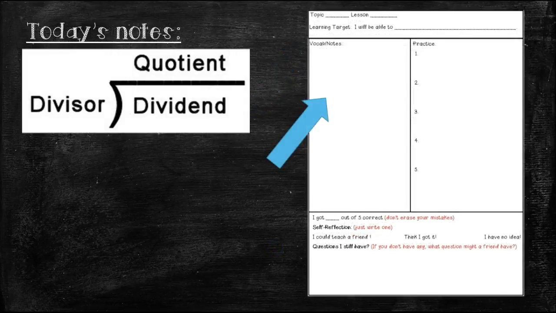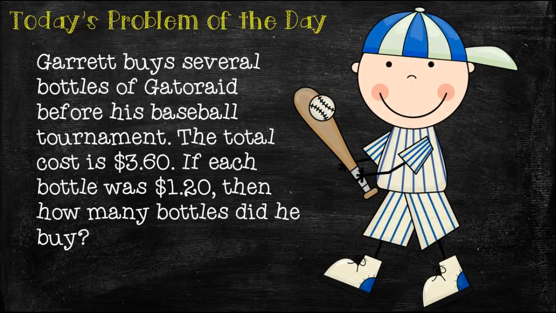Again, it's really important that we all have common vocabulary when we're talking about division. Remember, the quotient is the answer to the division problem. The dividend is the amount that we are dividing, and the divisor is the amount of equal groups we're dividing the dividend into.